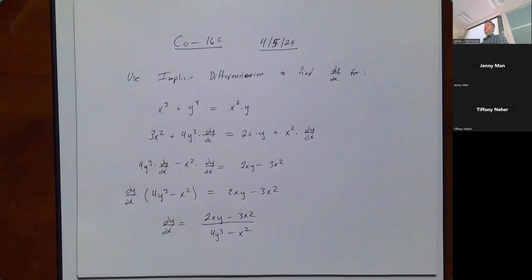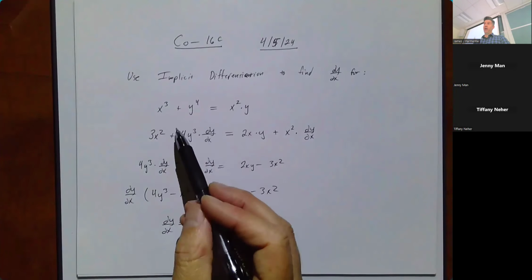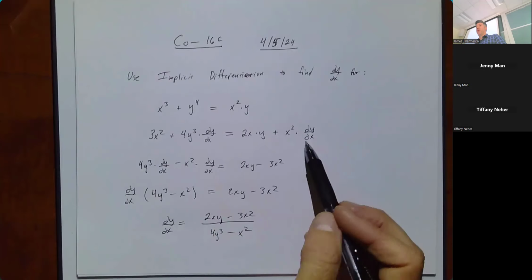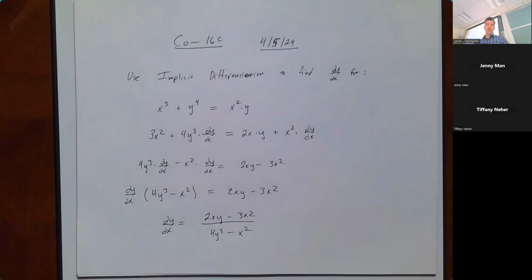Really the point of this, though, was that you can be reminded that when you differentiate something like this, you have to multiply by dy/dx when you differentiate y to the fourth. You get 4y cubed times dy/dx. Similarly here, when you differentiate y, you get dy/dx, the derivative of y with respect to x.